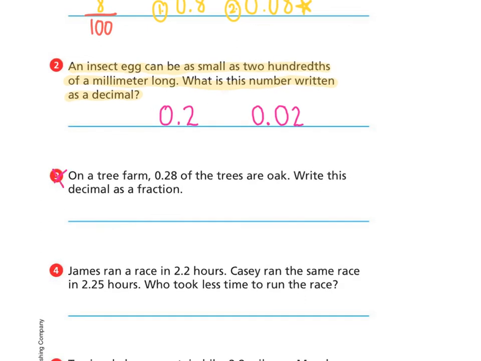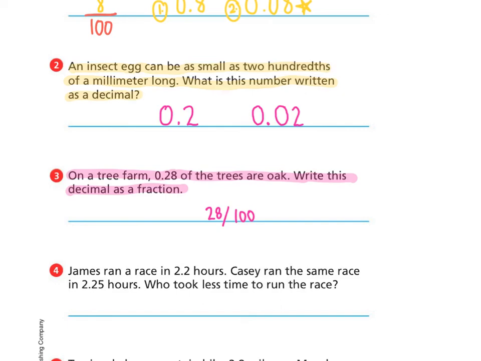Now, number 3 was the one that did not allow you to write the number. Thank you, Mason and Michaela, for letting me know that. I'm sorry about that. For some reason, it wigged out when I did the slash. Because of that, I counted everyone who's done this so far as correct. So it says on a tree farm, 0 and 28 hundredths of the trees are oak. Write this decimal as a fraction. You should have tried to write 28 hundredths.